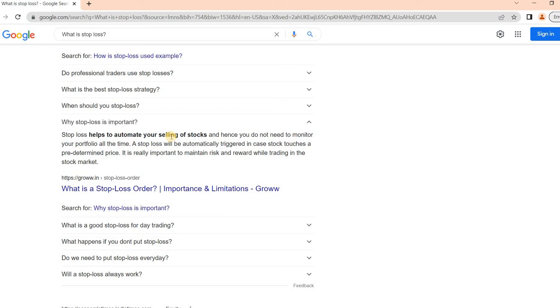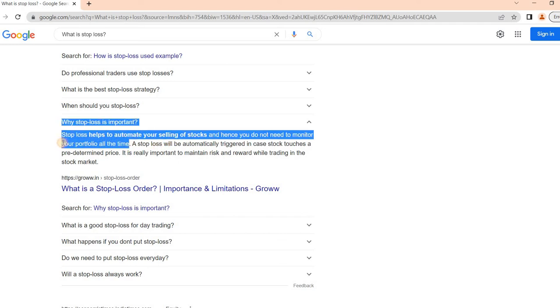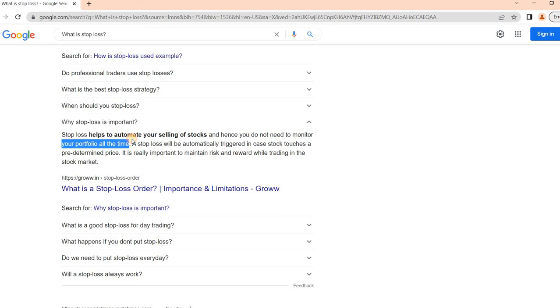Or you can just automate it. You can just put a stop loss order and tell the system that, hey, 95 is the maximum loss I can take. Below 95, automatically take me out of the market. So in this way, you do not need to monitor your portfolio, whatever you are investing in, all the time. Automatically, you will get exited from the market once it reaches the stop loss. Okay, so a stop loss will be automatically triggered in case the stock touches a predetermined price. And it is really important to maintain the risk and reward while trading in the stock market. So if you want to maintain this risk and reward ratio, putting a stop loss will be important.